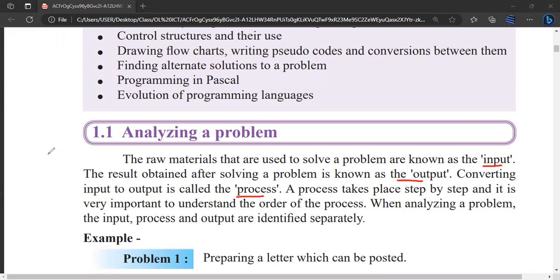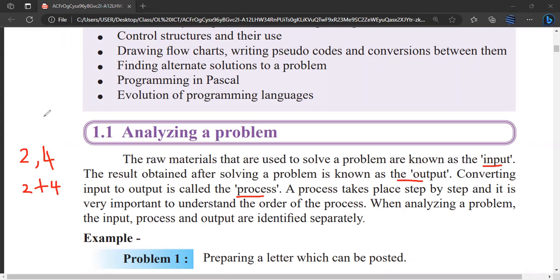Let me give an example like this. We say 2 comma 4, two numbers. These two numbers are going to be the input. And I'm going to say add these two numbers. So we are going to add both of these numbers. Adding is a process. So we are going to find the sum.